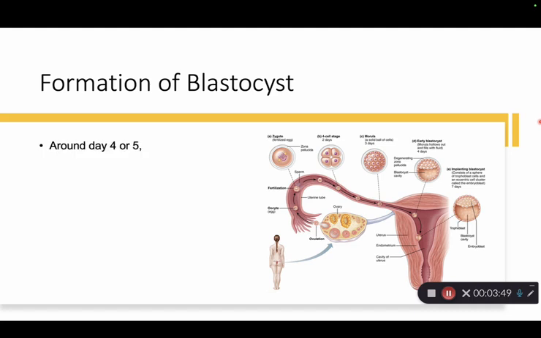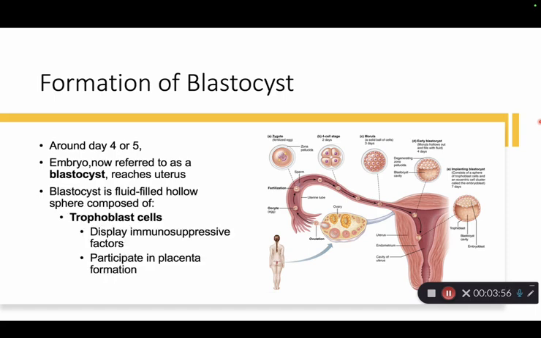Around day 4 to 5, the blastocyst will reach the uterus, so the embryo is now referred to as a blastocyst. The trophoblast cells will begin to secrete immunosuppressive factors to try to evade maternal immune detection, because we don't want this identified as not self and destroyed. These same cells will also help to form the placenta. So trophoblast has kind of these 2 major functions. The interplay between embryonic and maternal tissues will underscore the complexity or even fragility of early pregnancy.